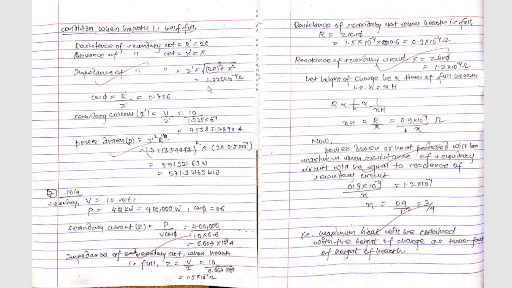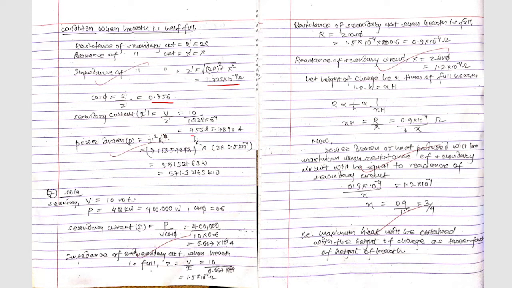So on substituting the value of R and X, we will get here 1.323 into 10 to the power minus 4 ohms, and cos phi will be R dash upon Z dash, where R dash equals 2R, and we have obtained the value of Z dash. So if you substitute, you get here 0.756. Similarly, secondary current I dash will be V upon Z dash, so V is 10 upon Z dash, which is 1.323 into 10 to the power minus 4.